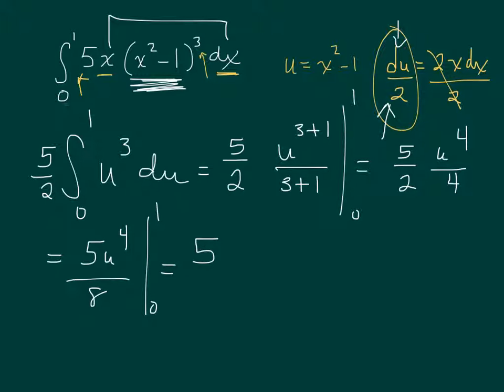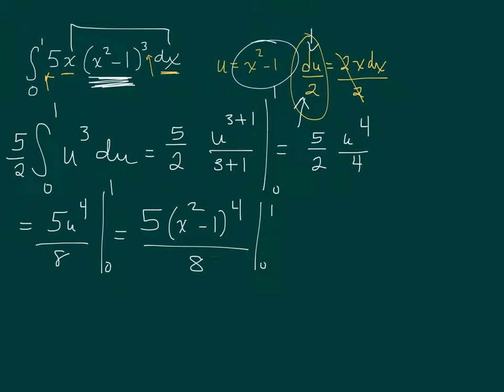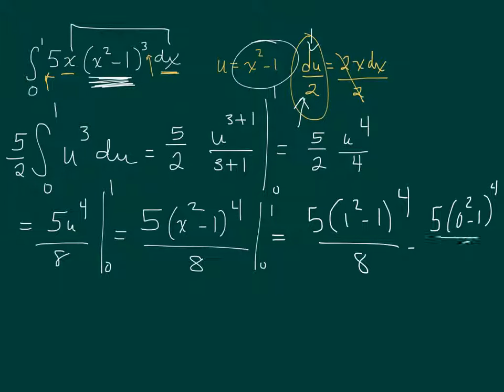And now I'm just going to remember and go back in and plug in what u is. So it's x squared minus 1 to the 4th power, and all of this is over 8, and I'm going to evaluate it from 0 to 1. Which means to plug in 1 and then to plug in 0 to the 4th power over 8.